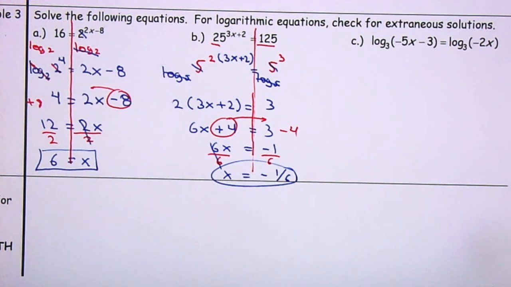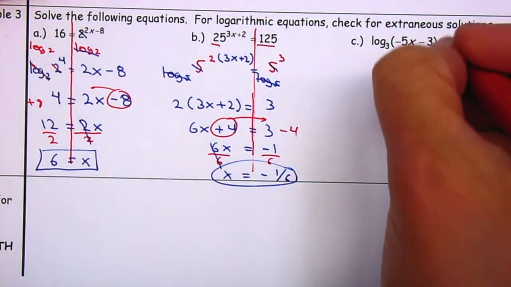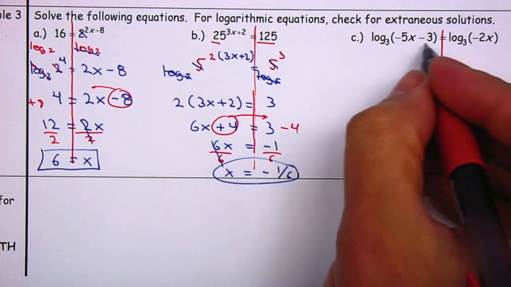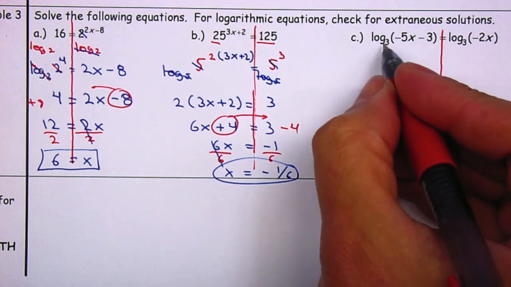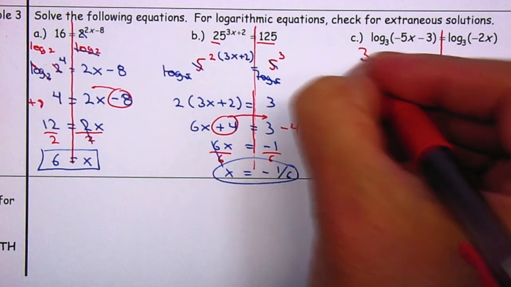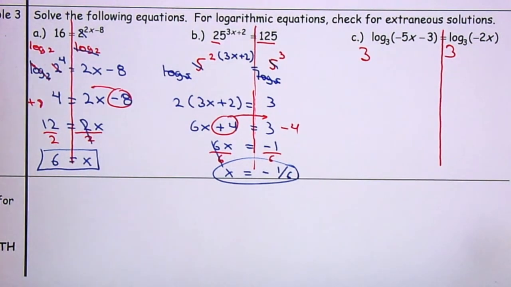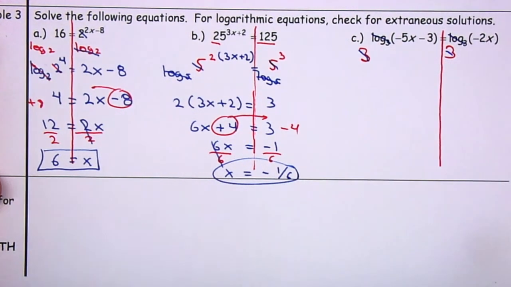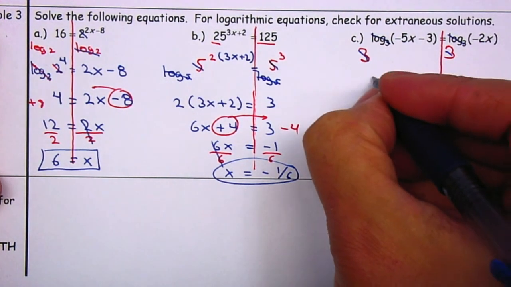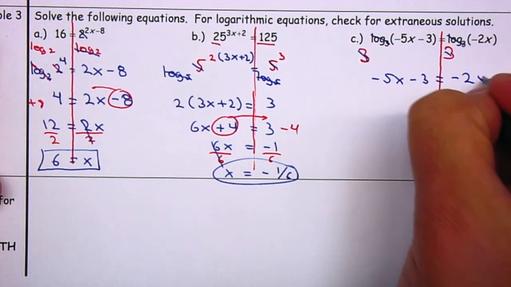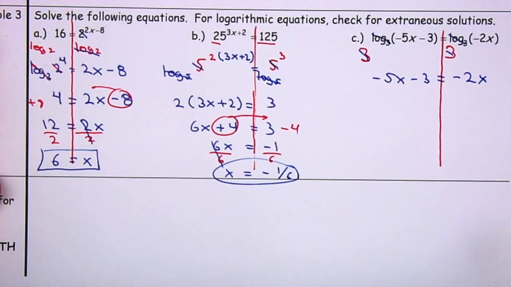And the last problem. I'm going to draw the line. I want to get rid of the log. Notice that we have logs on both sides, but we are lucky because they have the same base. So to get rid of the log, we're going to exponentiate it to the power of 3. That will cancel these logs. That will cancel these logs as well. We have negative 5x minus 3 is equal to negative 2x. And we have a simple equation.